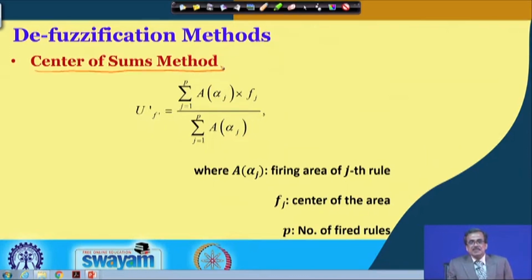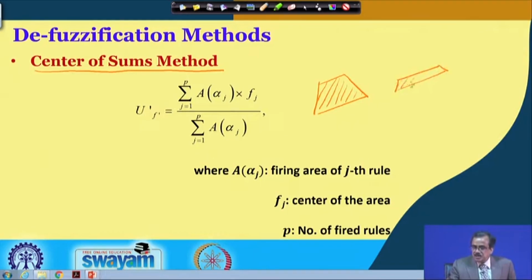So, what we do is, supposing that we have 2 fired rules. Now, for the first fired rule, supposing that I have this type of output, that is nothing but a truncated triangle, and for the second fired rule, supposing that I have this type of output, that is another truncated triangle, and of course, here there are some numerical values, but those things I am not writing. Now, supposing that I am getting this particular truncated triangle corresponding to the first fired rule.